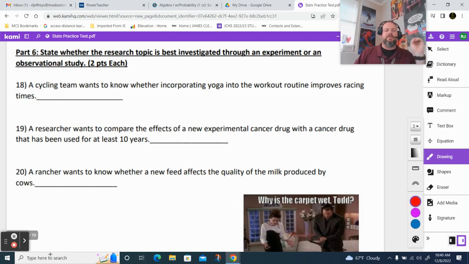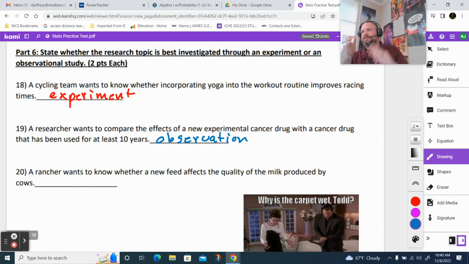Okay. Cycling team wants to know if incorporating yoga into their workout routine improves racing times. This would be an experiment. Yeah. Okay. A researcher wants to compare effects of a new experimental cancer drug with cancer drugs that have been used for this. This would be an observation because we're wanting to see, you know, this has been used for 10 years. This one's new. Here's the side effects. Okay. Basically, you give them a pill and watch to see what happens, or inject them or whatever, that kind of thing.